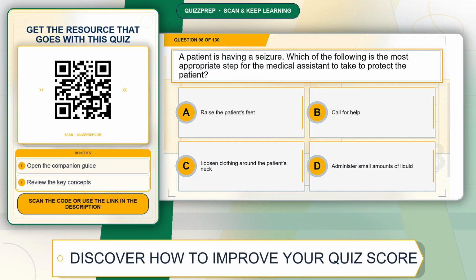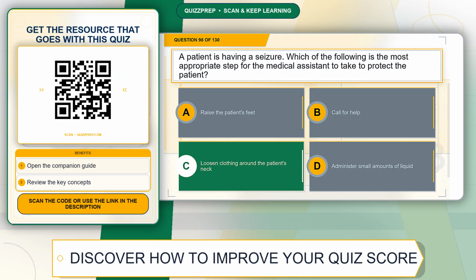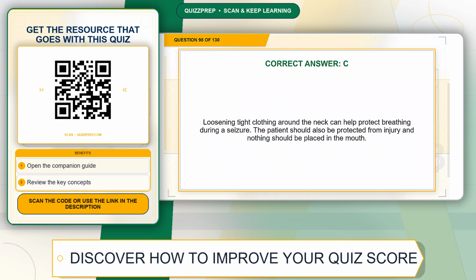Question 98. A patient is having a seizure. Which of the following is the most appropriate step for the medical assistant to take to protect the patient? Option A, raise the patient's feet. Option B, call for help. Option C, loosen clothing around the patient's neck. Option D, administer small amounts of liquid. The correct answer is option C, loosen clothing around the patient's neck. Explanation. Loosening tight clothing around the neck can help protect breathing during a seizure. The patient should also be protected from injury and nothing should be placed in the mouth.